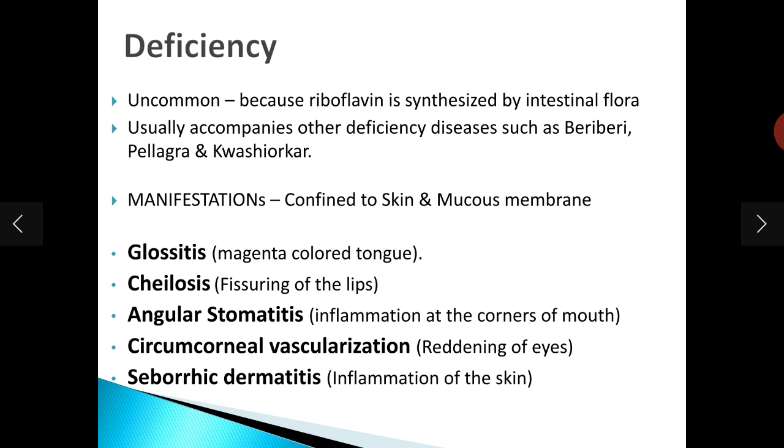The manifestations are glossitis, where you see a magenta colored tongue, cheilosis, that is fissuring of the lips, angular stomatitis, that is inflammation at the corners of the mouth, circumcorneal vascularization, that is reddening of the eyes, and seborrheic dermatitis, that is inflammation of the skin. So these are the manifestations of vitamin B2 deficiency, that is riboflavin deficiency.